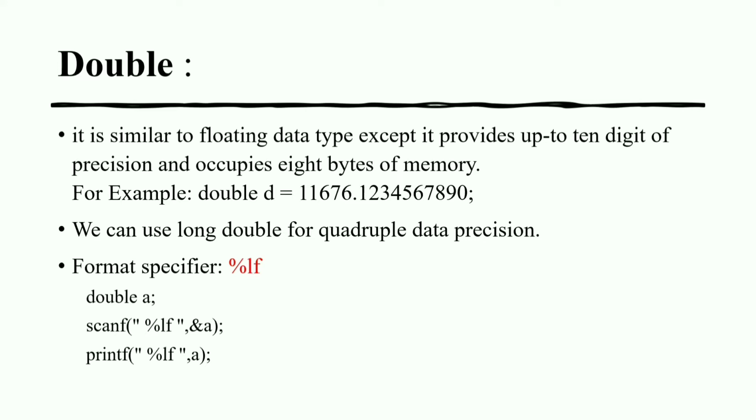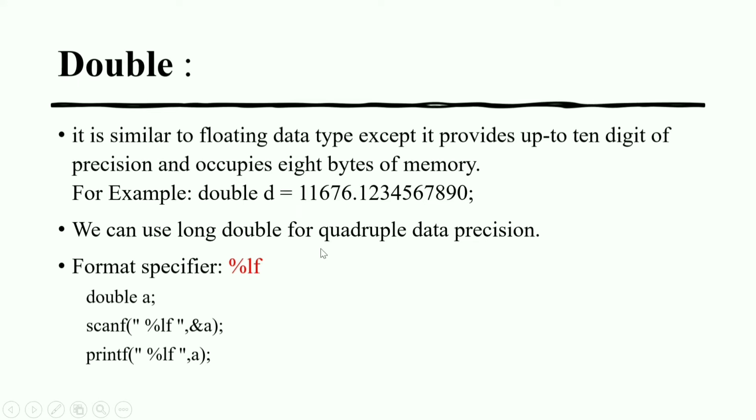Next is the double data type. The double data type is similar to the float data type. It is used to store decimal values, but it has higher precision than float. Double can store up to 10 digits of precision. For example, here double d is equal to 1167 point so on. So after the point we can store up to 10 digits if we use the double data type. It occupies 8 bytes of memory.